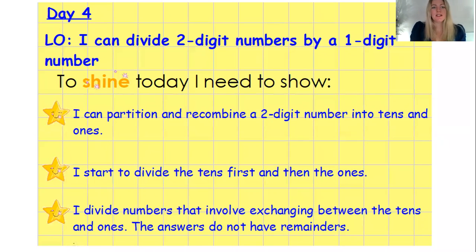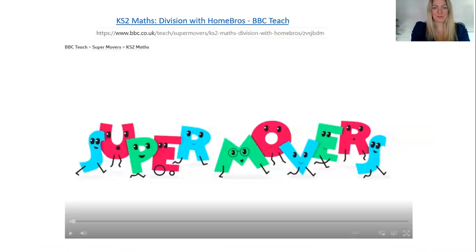So your learning objective for today is that you can divide 2-digit numbers by a 1-digit number. So to shine today, you're going to partition and recombine a 2-digit number into tens and ones. You're going to start to divide the tens first and then the ones, and divide numbers that involve exchanging between the tens and ones. The answers do not have any remainders, so they share equally.